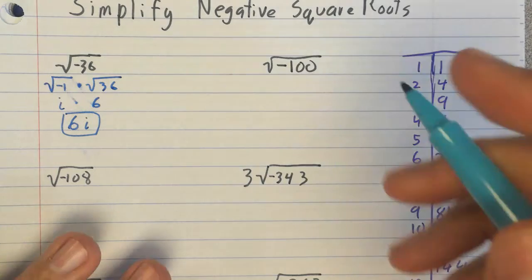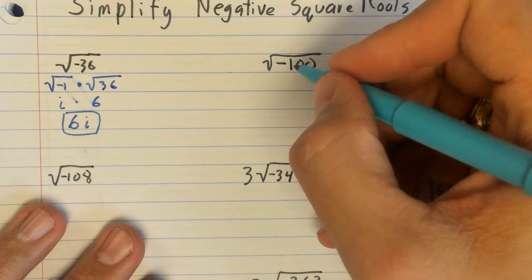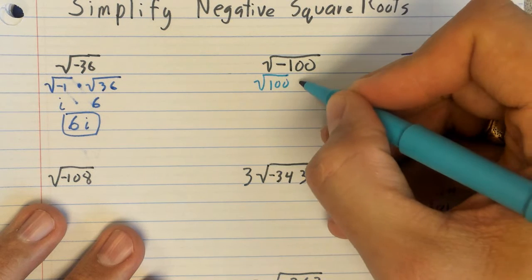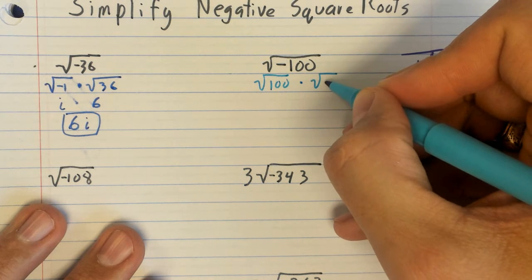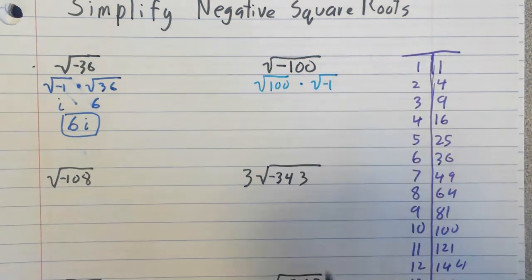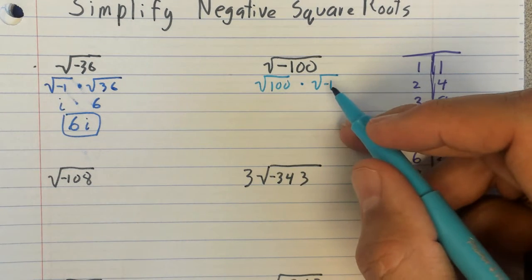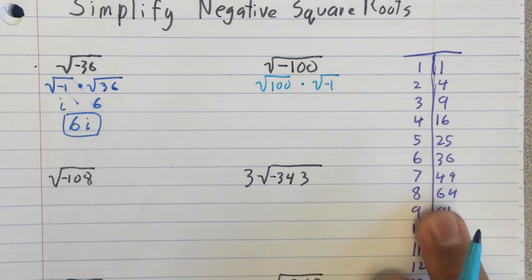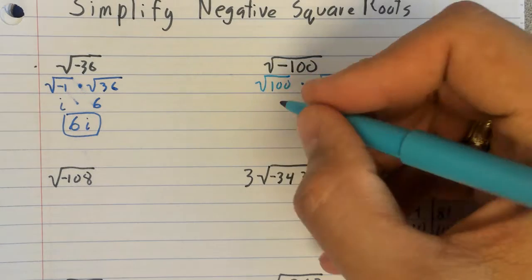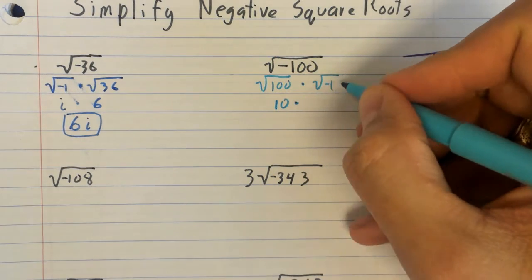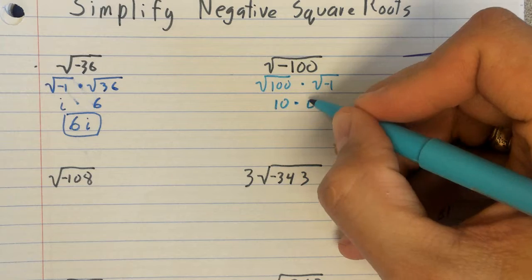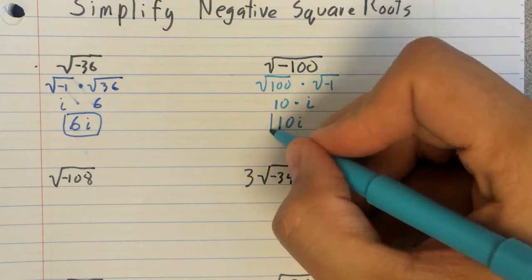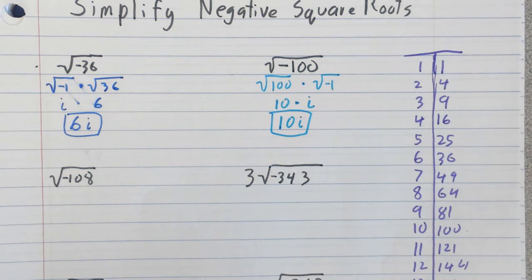Now we're going to do 100. Let's separate this. Square root of 100, and I'm going to put that square root of negative 1 at the end. That way the i will just stay at the end, like it is over here. Find 100. It's a perfect square. Turns into 10. Square root of negative 1, that's i. Proper way to write that is 10i.